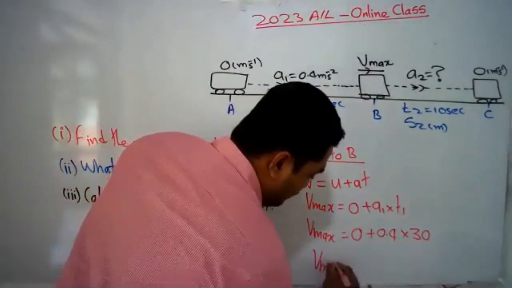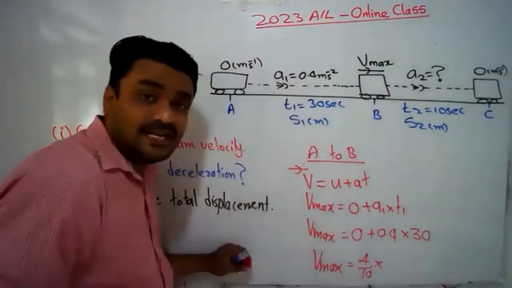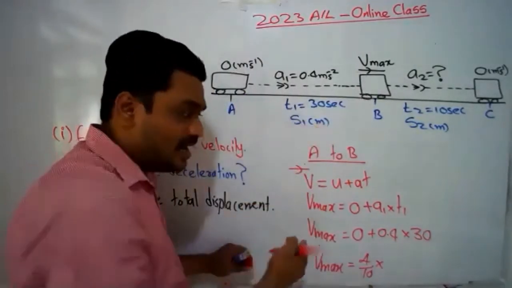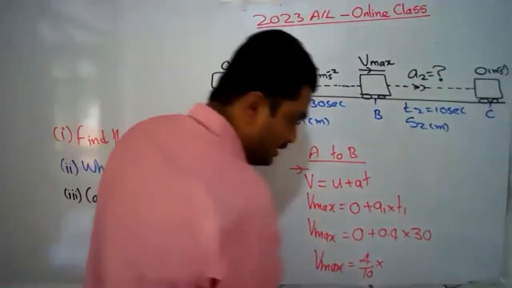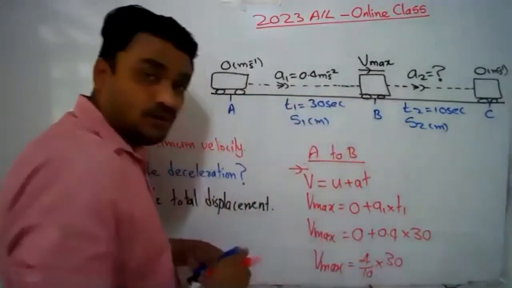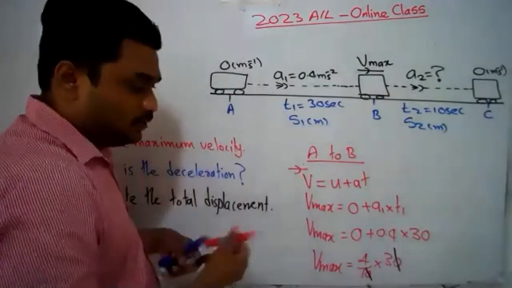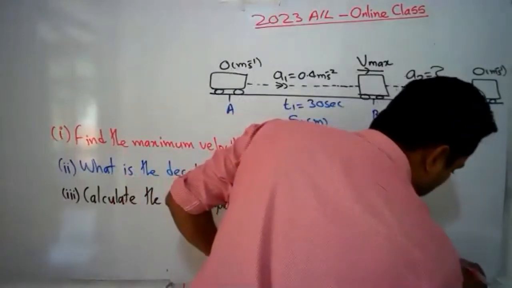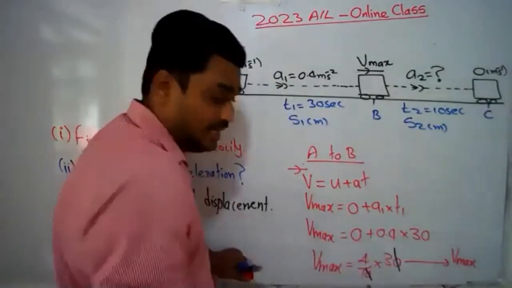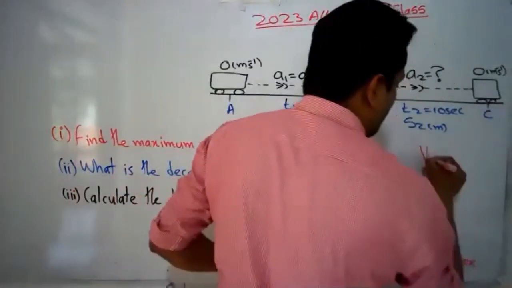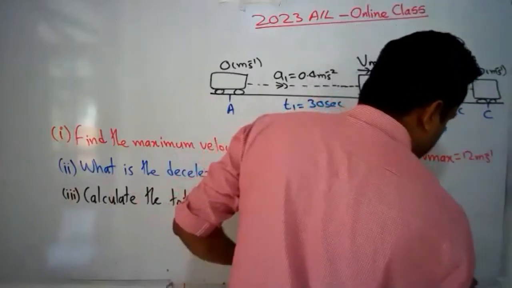So V max equals 0.4, which can be written as 4 over 10. Can you understand that, Max? If you divide 4 by 10, the answer is 0.4. So 0.4 can be written as 4 over 10 into 30. Now you can cancel out this 0 and this 0. Then you will get V max, the maximum velocity obtained by the vehicle, is 4 times 3, that is 12. So V max equals 12 meters per second.